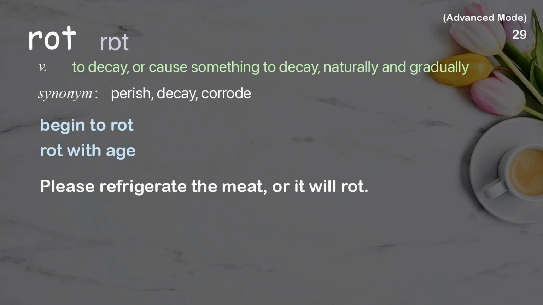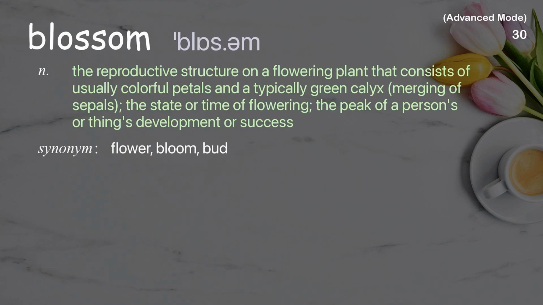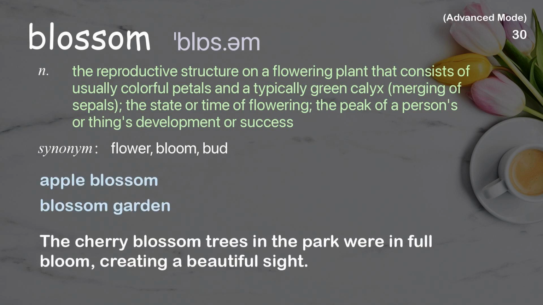Blossom. The reproductive structure on a flowering plant that consists of usually colorful petals and a typically green calyx, merging of sepals, the state or time of flowering, the peak of a person's or thing's development or success. Examples: Apple blossom, blossom garden. The cherry blossom trees in the park were in full bloom, creating a beautiful sight.